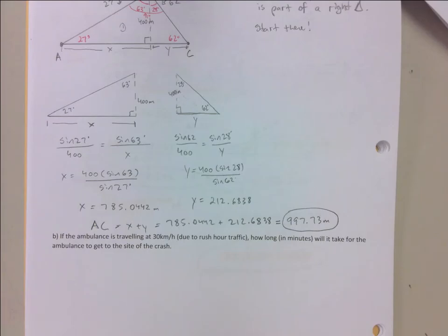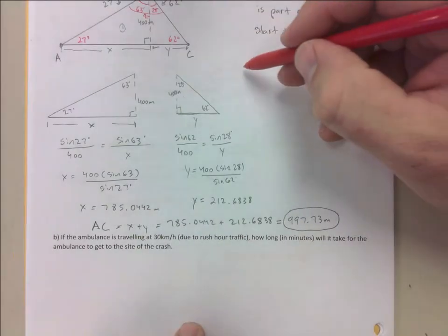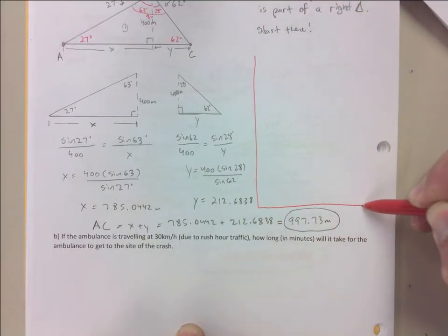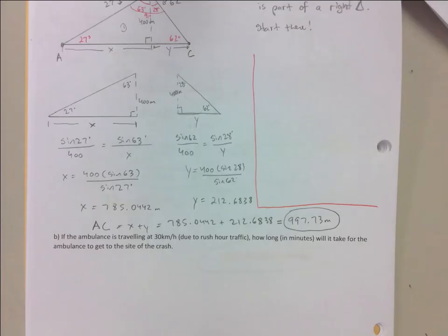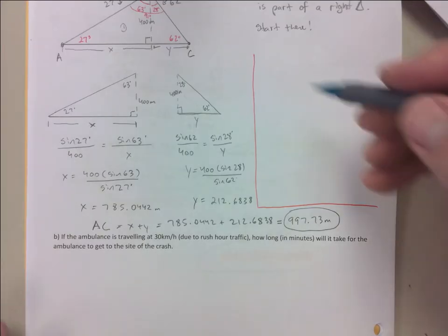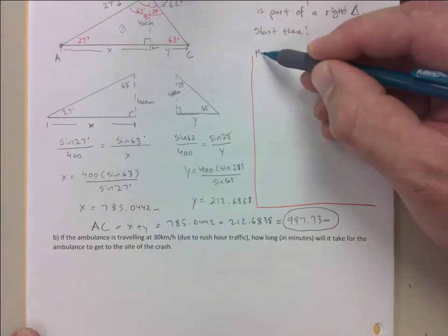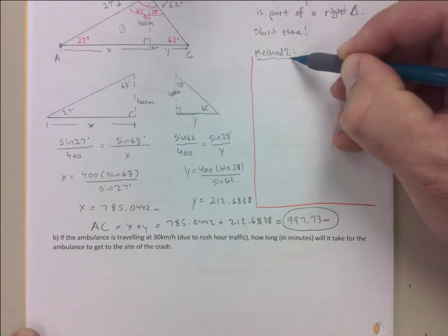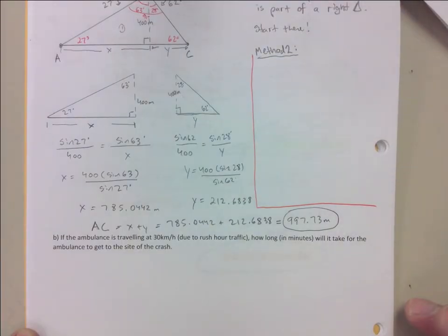Copy that. I will give you a different method yet for this. There is another way of doing this. I'd like you to have both in your notes. Okay, so I'm going to go like this. Call this method 2. Method number 2.